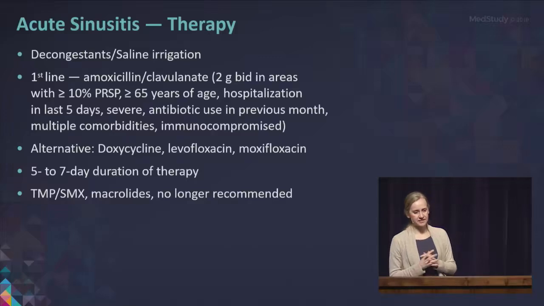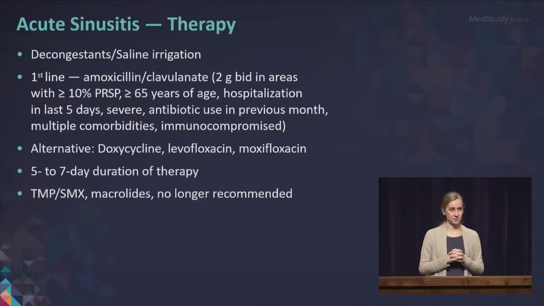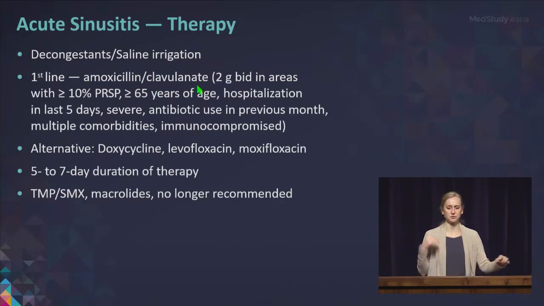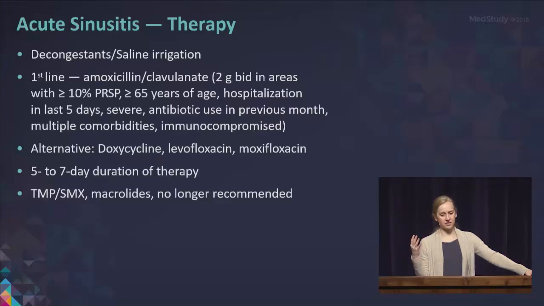Okay, so acute sinusitis, if you do decide, based on those previous criteria, you're going to treat it, obviously everyone can get decongestants and saline irrigation, but the treatment is amoxicillin clavulanate, right? And you're actually supposed to use a really high dose, 2 grams twice daily, if the area has a lot of penicillin-resistant strep pneumonia, okay? And so a lot of areas that are in an urban area will qualify for that.